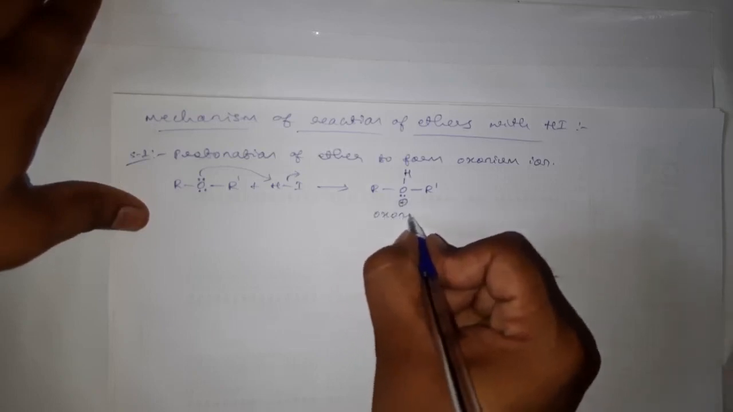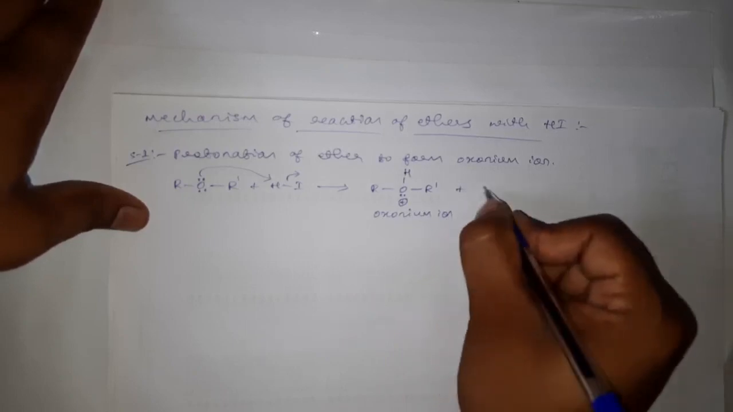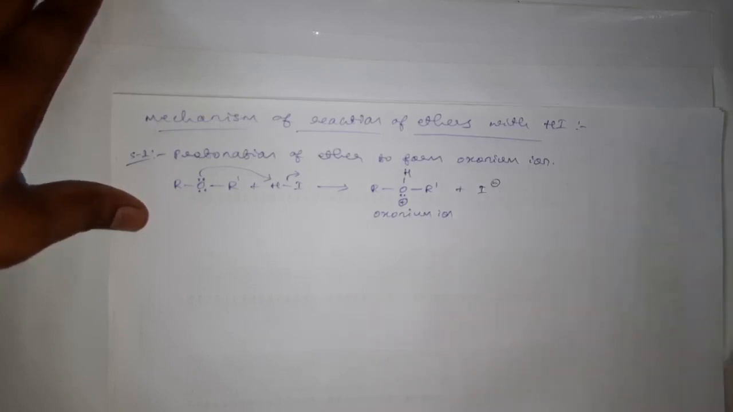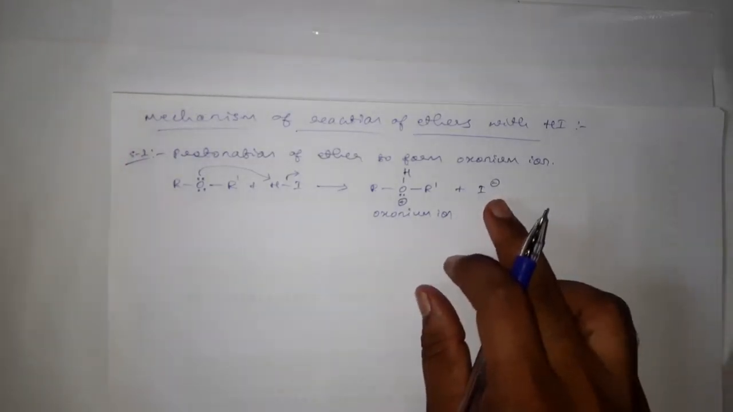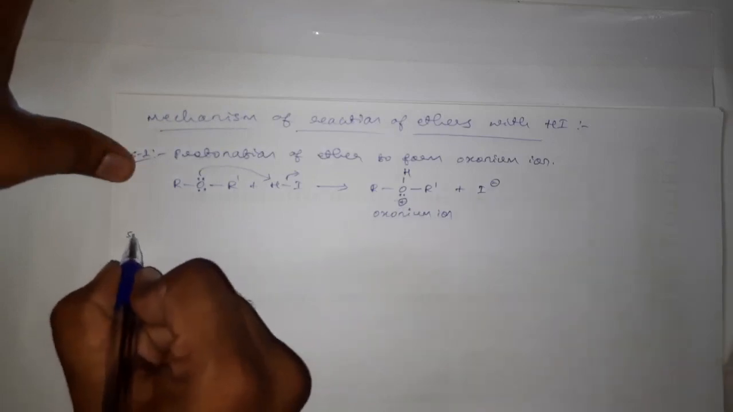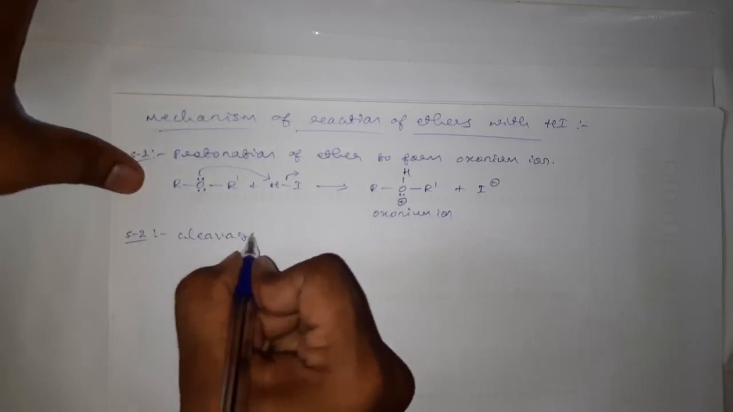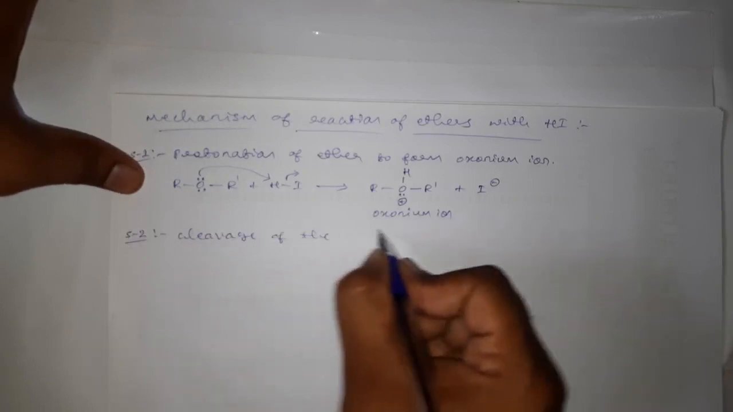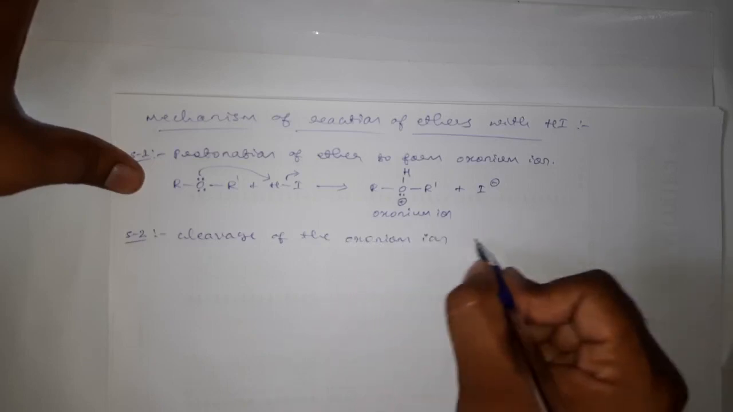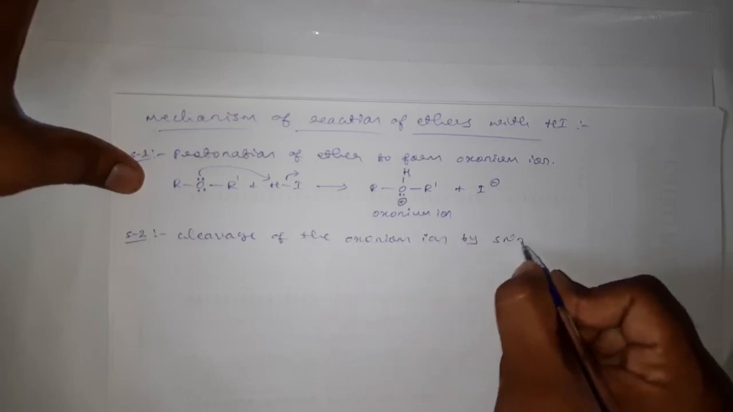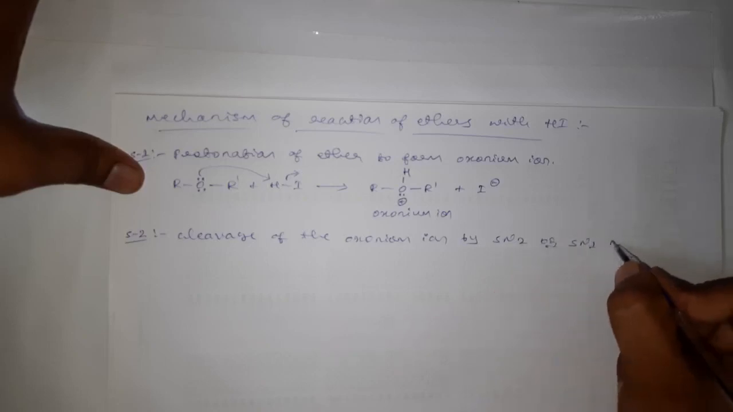This is an oxonium ion. Oxygen with 3 bonds and positive charge is called oxonium ion, and one iodide ion, iodine with negative charge, is called iodide ion. Then step 2 of the mechanism is what? Cleavage of the oxonium ion by SN2 or SN1 mechanism.